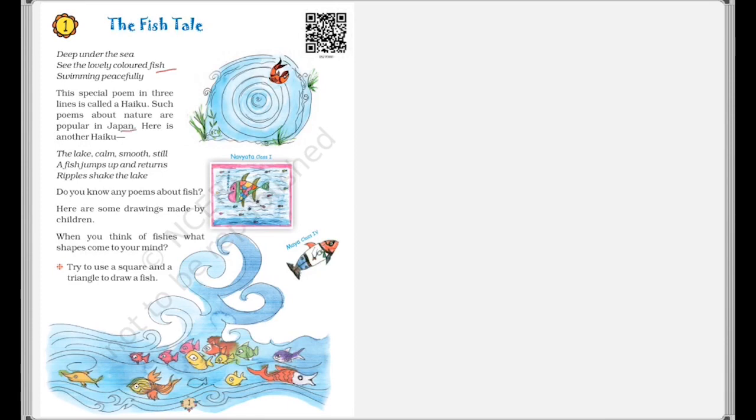Here is another haiku. The lake, calm, smooth, still. A fish jumps up and returns. Ripples shake the lake. Now these were a few poems. So do you know any such poems about fish? Okay, just think, talk, discuss with your friends, and then you can recite these poems to each other.